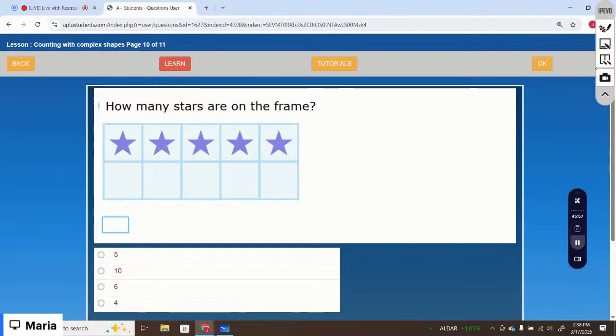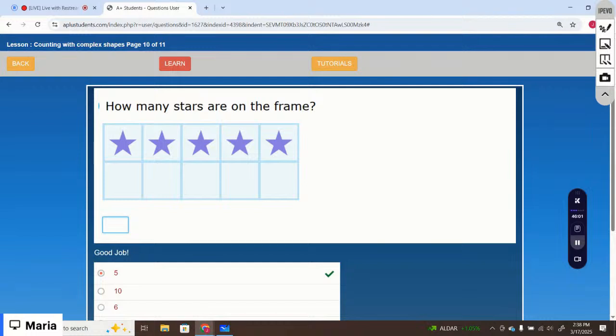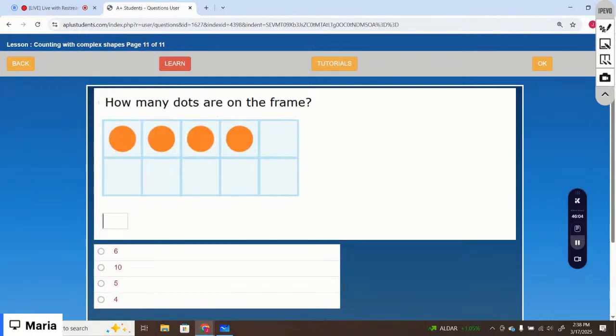How many stars are on the frame? There are five stars. Option number one is the correct option. How many dots are on the frame? The correct option is four.